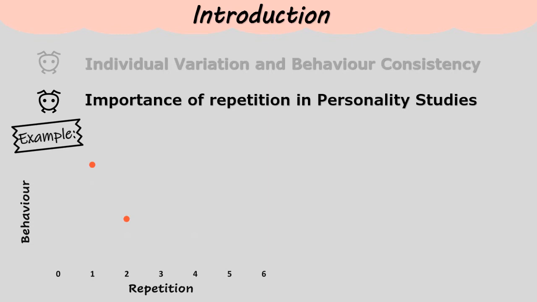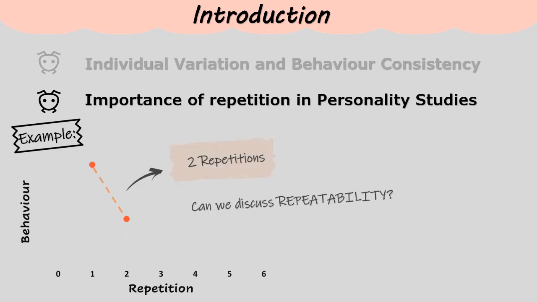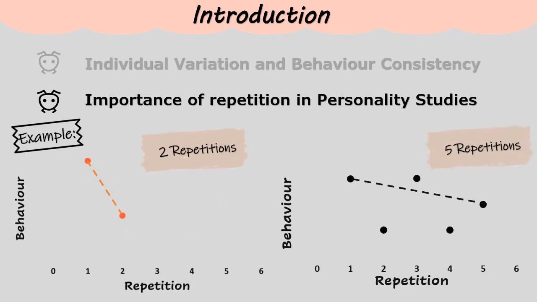A lot of studies rely on one or two temporal repetitions only. But with only that, can we really discuss repeatability or even consistency of behavior? Fewer repetitions sometimes can bias interpretations of behavior patterns. More repetition, even if possibly including more individual behavior variation, can provide a better understanding of individual behavior patterns.